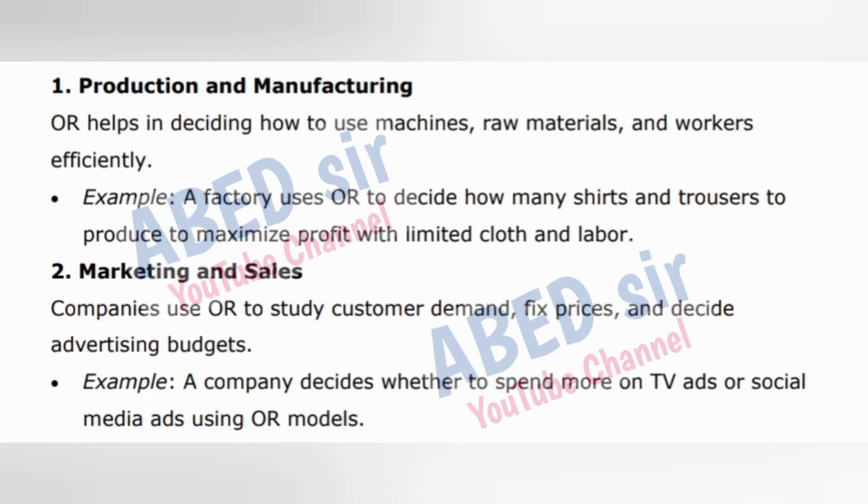1. Production and manufacturing. OR helps in deciding how to use machines, raw materials, and workers efficiently. Example, a factory uses OR to decide how many shirts and trousers to produce to maximize profit with limited cloth and labor. 2. Marketing and sales. Companies use OR to study customer demand, fix prices, and decide advertising budgets. Example, a company decides whether to spend more on TV ads or social media ads using OR models.